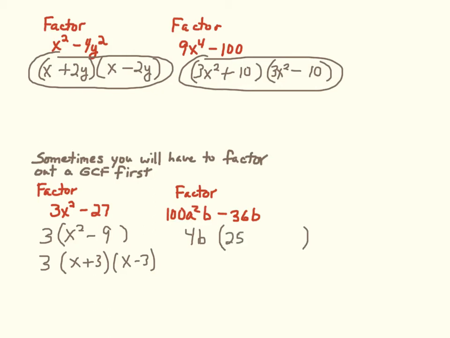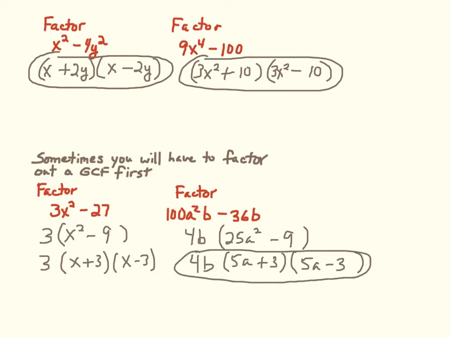25a squared minus 9. So I think you can recognize that 25a squared and 9 are perfect squares. So I can factor the difference of two squares inside the parentheses even further. So I'm going to make that 5a plus 3 and 5a minus 3, and that's all I can do. All right.